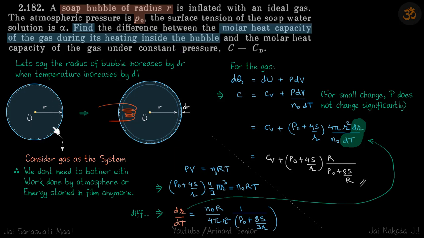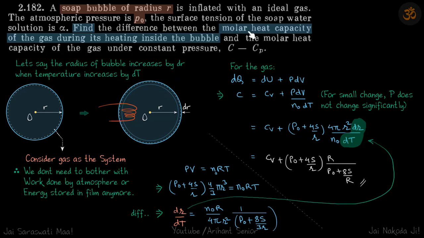Now you can imagine that if you have a bubble and you heat the gas inside it somehow, then the bubble is going to expand. So when the radius is r, which is given to us, at that instance, if you heat the gas, what will be the molar heat capacity? That's what we need to find.